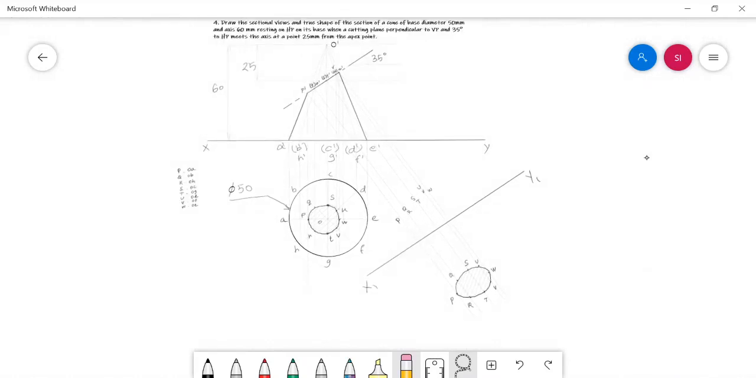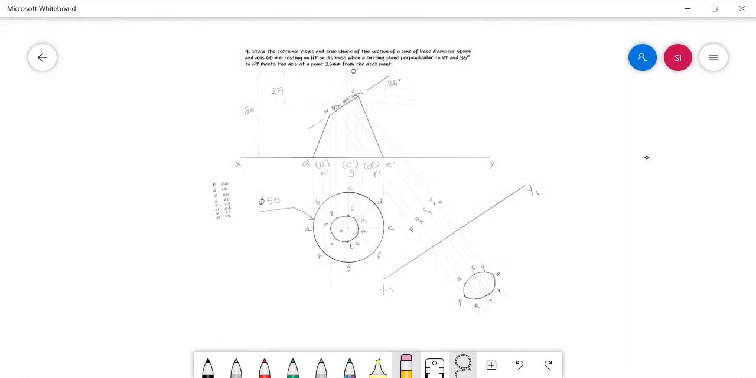This is nothing but the true shape of the section. So in this way we have completed the front view, sectional top view and the true shape of the section for the given problem. Try this answer with your tools in the paper.